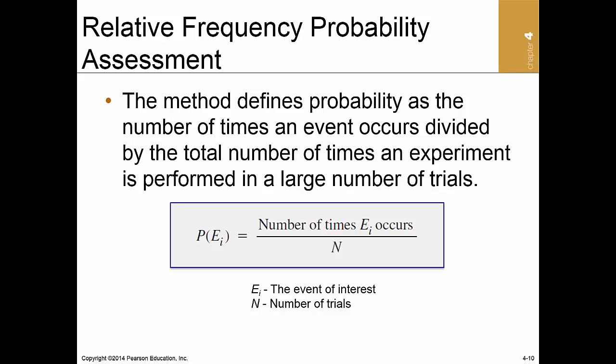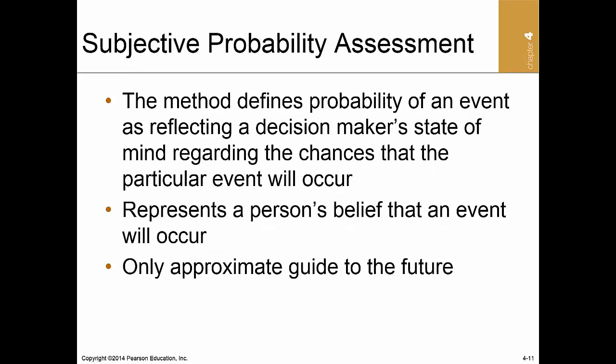And finally, subjective probability assessment is a method that defines the probability of an event as reflecting a decision-maker's state of mind regarding the chances that the particular event will occur. When experience is not available, decision-makers must make a subjective probability assessment. A subjective probability is a measure of a personal conviction that an outcome will occur. Therefore, in this instance, probability represents a person's belief that an event will occur.